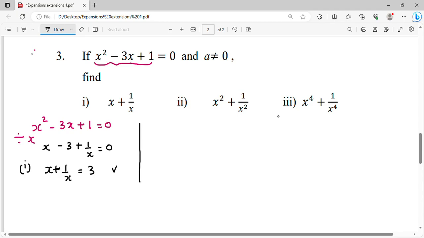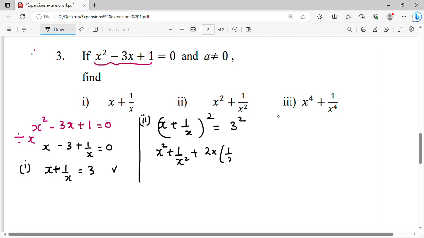Now from x plus 1 by x, I need the square. So you square the second one. You get x plus 1 by x, the whole square, is equal to 3 squared. So 3 squared is 9. So x squared plus 1 by x squared plus 2x into 1 by x is equal to 9. The x and x get cancelled, so x squared plus 1 by x squared is equal to 9 minus 2, which is 7.